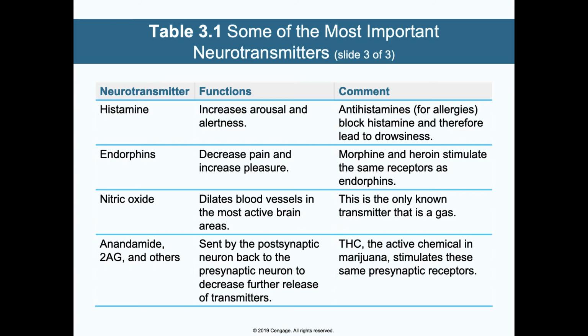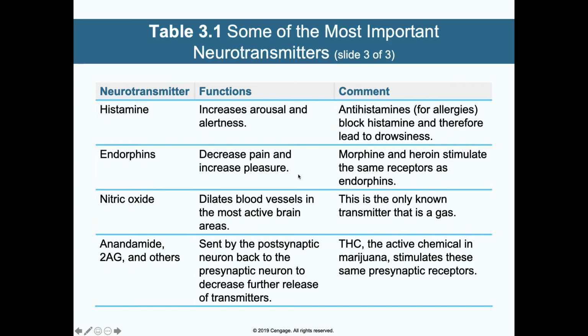Histamines, I think many of you have heard of histamines, because what they do is they increase arousal and alertness. So when you take an antihistamine, this often blocks too much histamine that might be in the brain at the time. And so instead of increasing arousal, you would get drowsy. That's why you get drowsy when you take an antihistamine, because it's lessening the amount of histamine in your system. Okay.